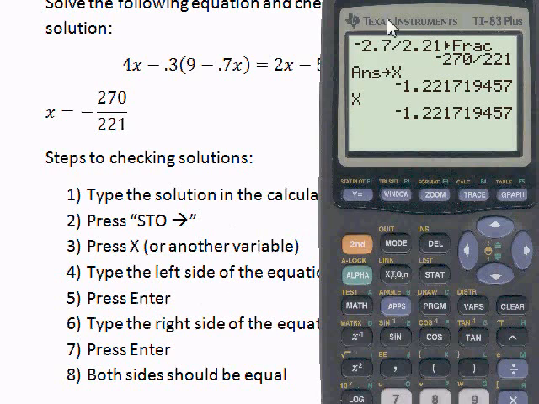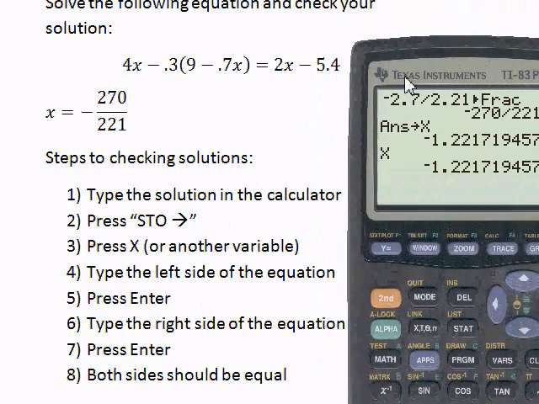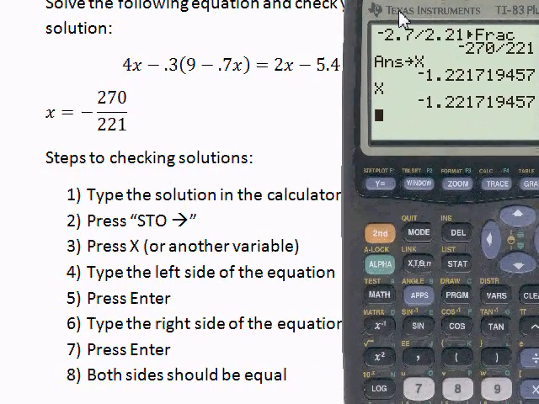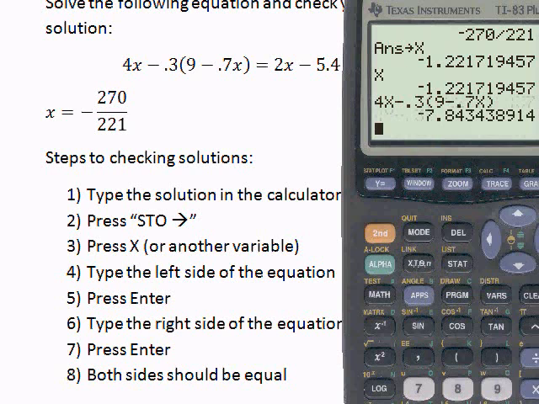What we need to do now is type in the left-hand side of the equation. So let me go ahead and type that out. 4x minus 0.3 parentheses 9 minus 0.7x parentheses, and press enter. I get this number. That means the left-hand side of the equation is equal to negative 7.8434, and so on and so forth. Now I'm going to type in the right-hand side of the equation, 2x minus 5.4.